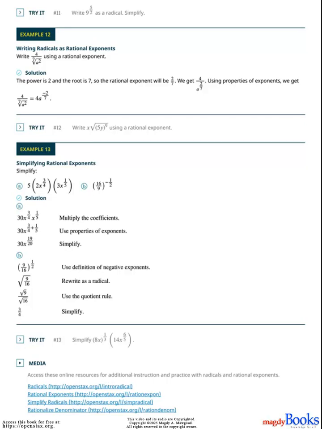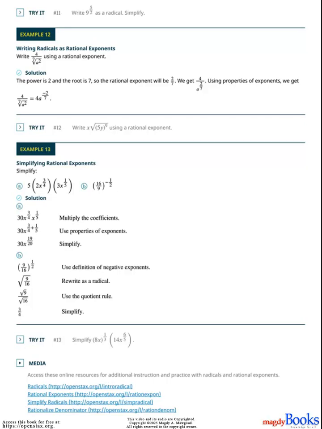Simplify. Example 12. Writing radicals as rational exponents. Write 4 over the 7th root of a to the power of 2, using a rational exponent. Solution. The power is 2 and the root is 7, so the rational exponent will be 2 over 7. We get 4 over a to the power of 2 over 7. Using properties of exponents, we get 4 over a to the power of 2 over 7 equals 4a to the power of negative 2 over 7.